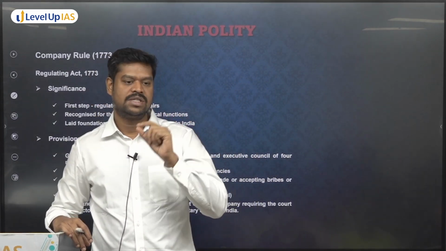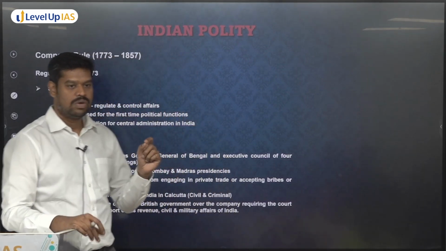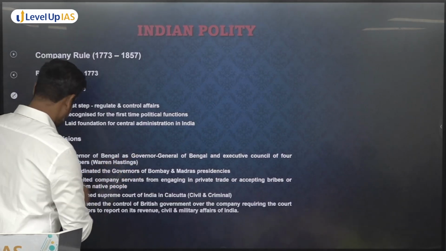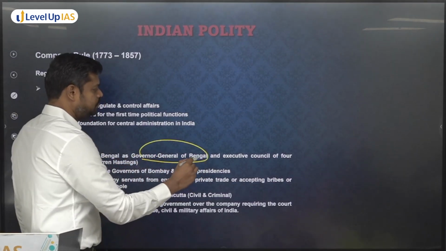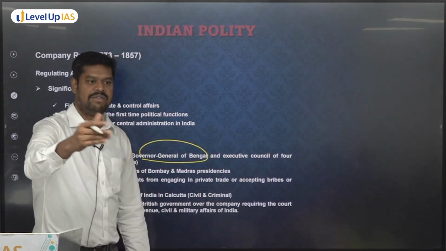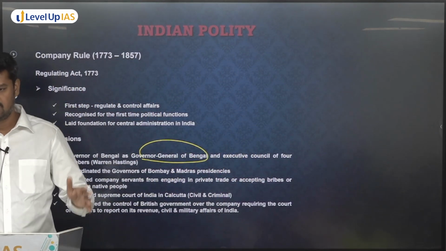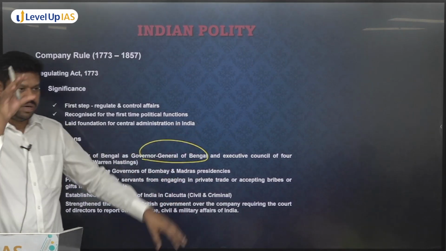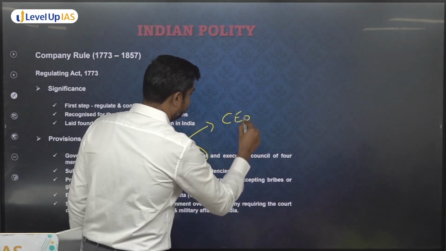And who was the first such Governor General of Bengal? It was Lord Warren Hastings. So both pieces of information are very important. If you see, the significance is more of centralization, and they have stripped the governors of Bengal, Bombay and Madras of most of their powers, and all the powers are vested in one highest officer, who is nothing but the chief executive officer of the East India Company.